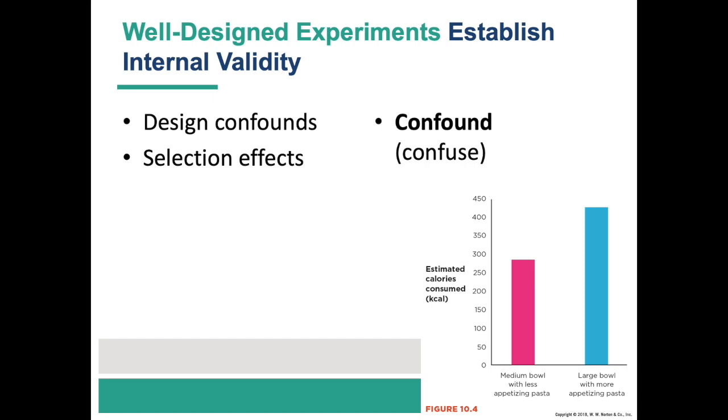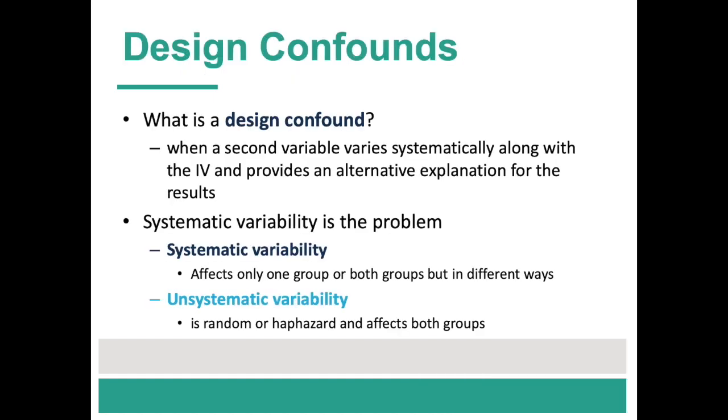Also, well-designed experiments establish internal validity. So when we're talking about this, we're going to have to consider design confounds, selection effects, and confound in general, which means confuse. So a design confound is when a second variable varies systematically along with the IV, or the independent variable, and provides an alternative explanation for the results.